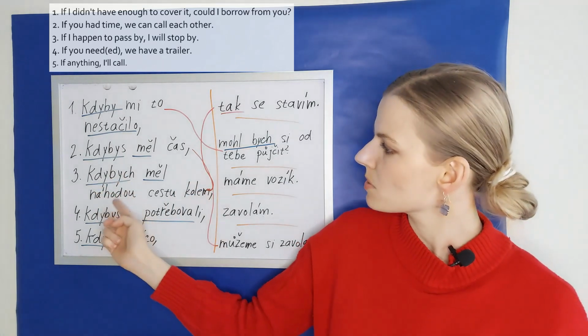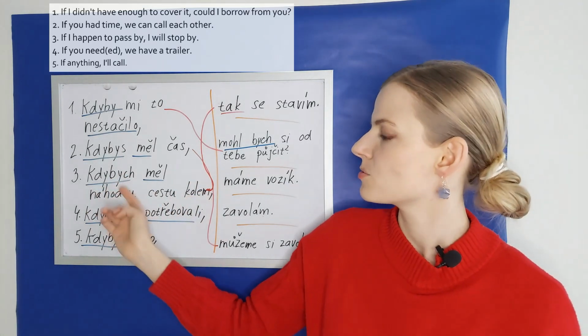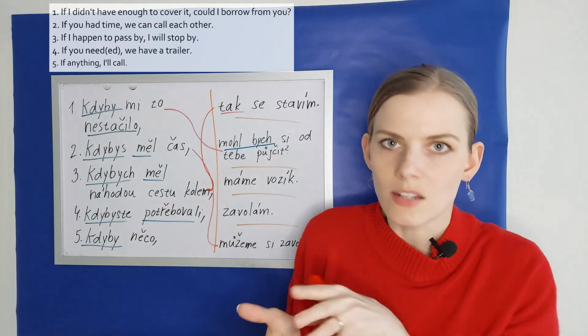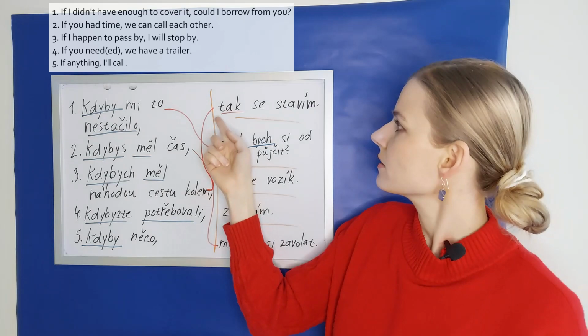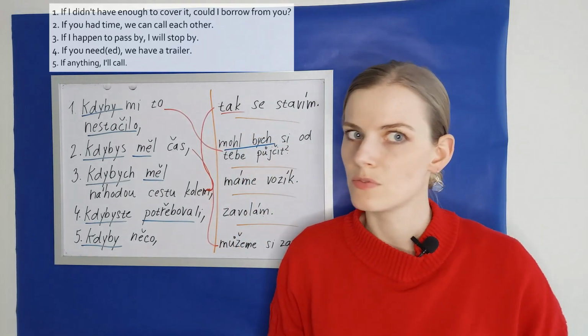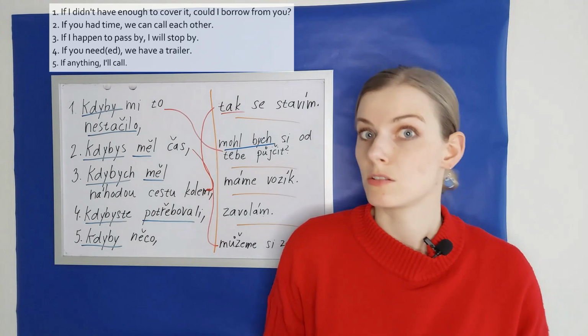If I happen to be passing by, but we say literally, if I happened to have a journey nearby, near your house, then I will stop by. Number 4, your friends are moving and you have a trailer that they could use.